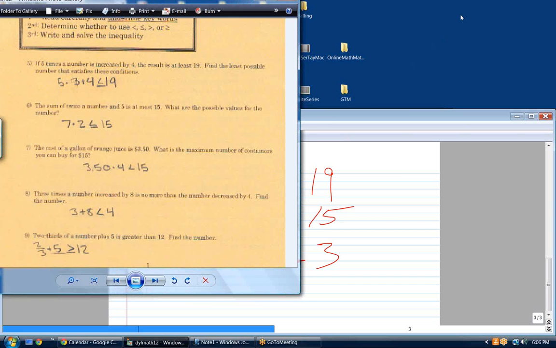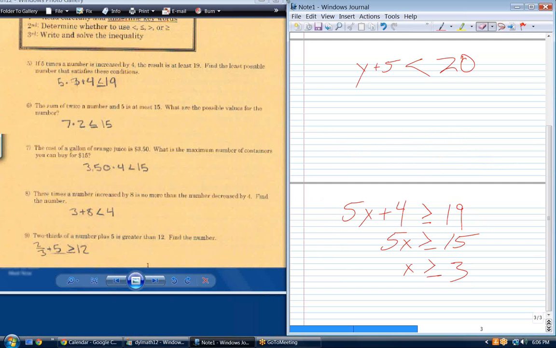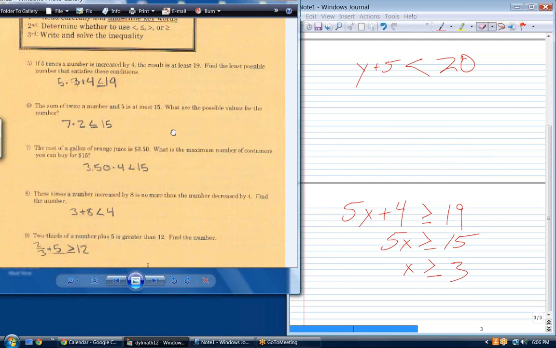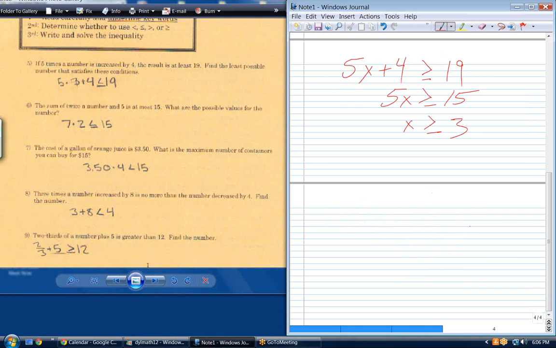Alright, so number 6. Let me move my thing over here a little bit. Yes, and I can turn it around easily. No problem. Okay, cool.